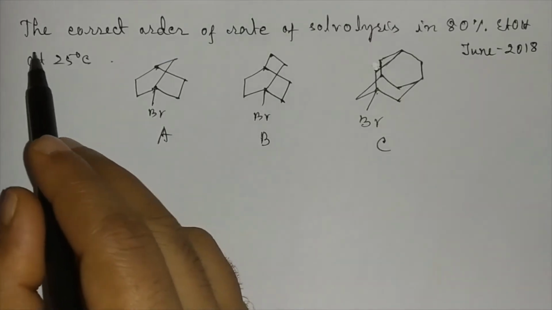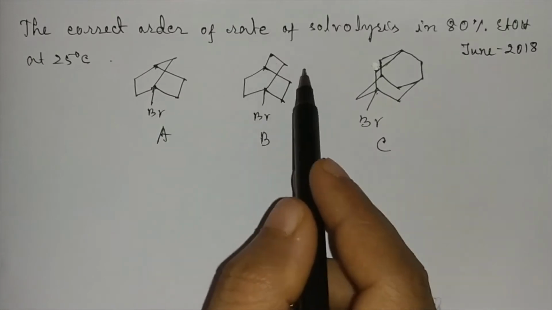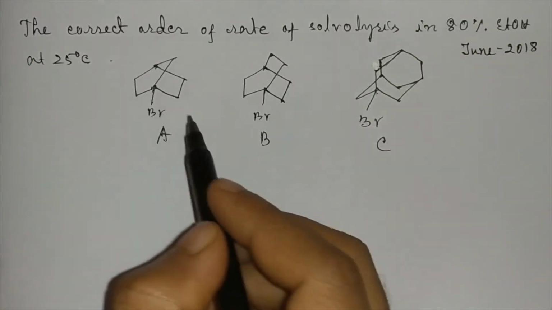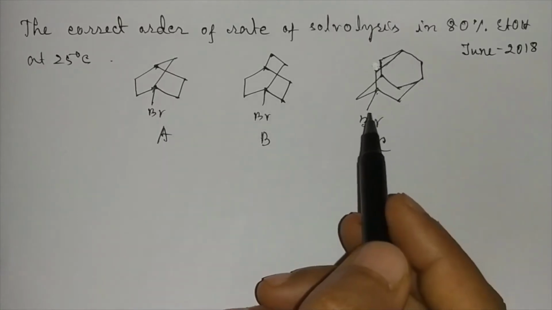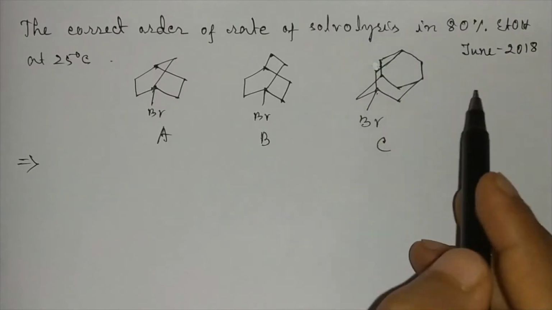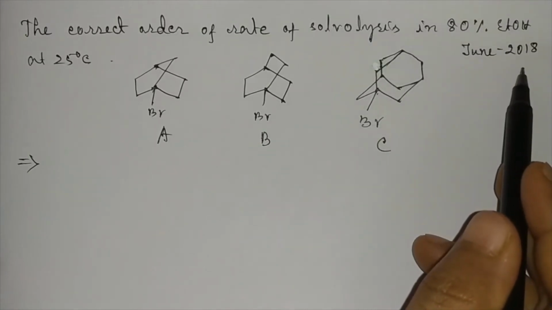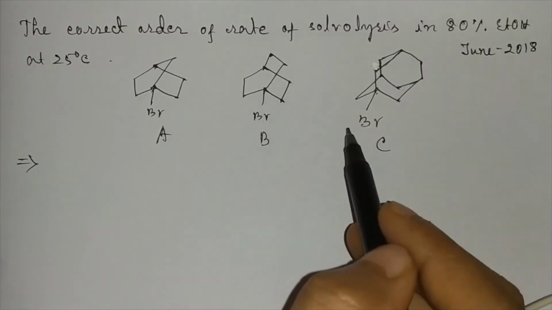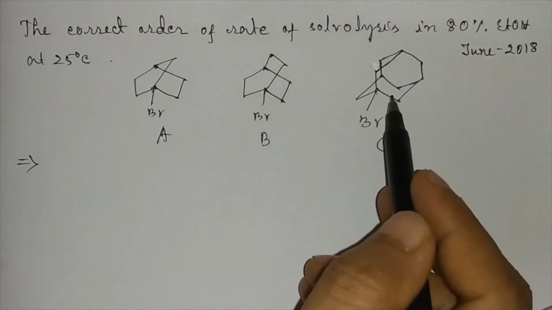Here is an important question. The correct order of the rate of solvolysis reaction in 80% ethanol at 25 degrees centigrade for these three substrates. This question came in the June 2018 CSIR NET exam. We can see here that all these three are 3 degree alkyl halides.